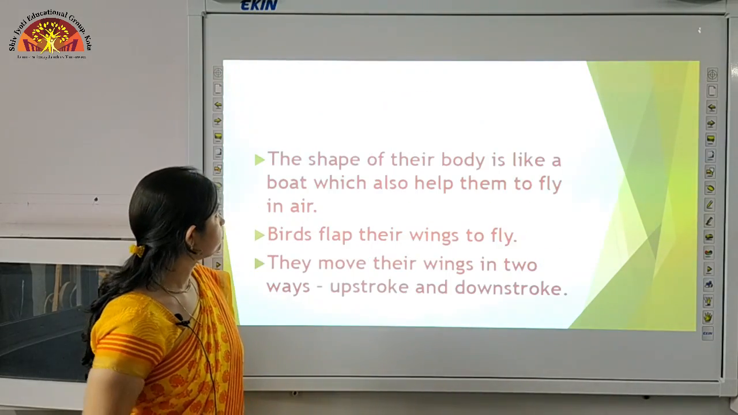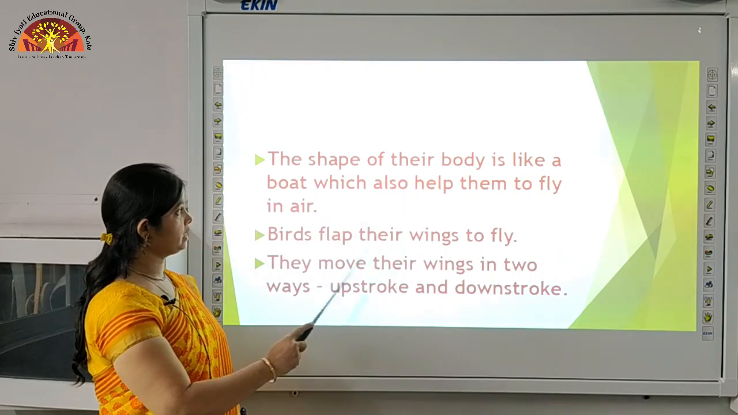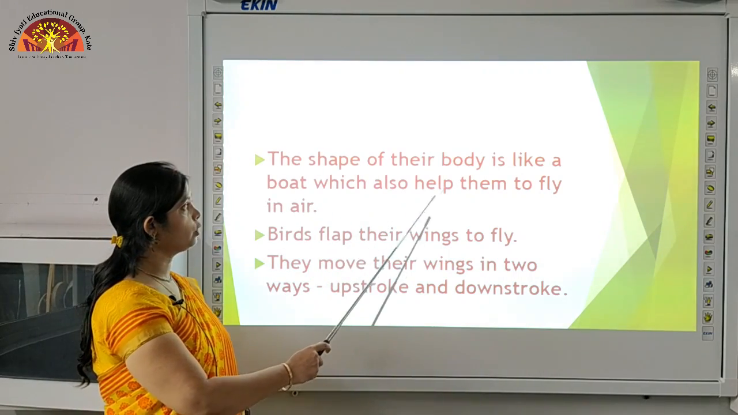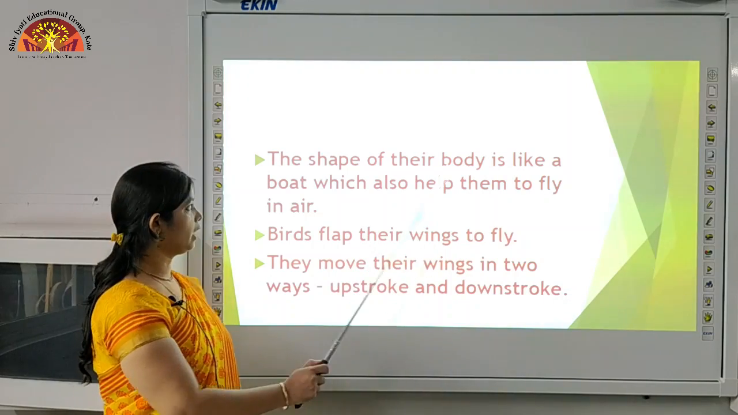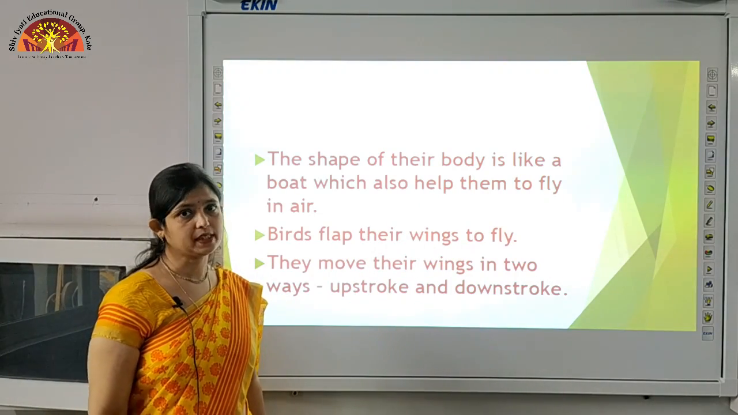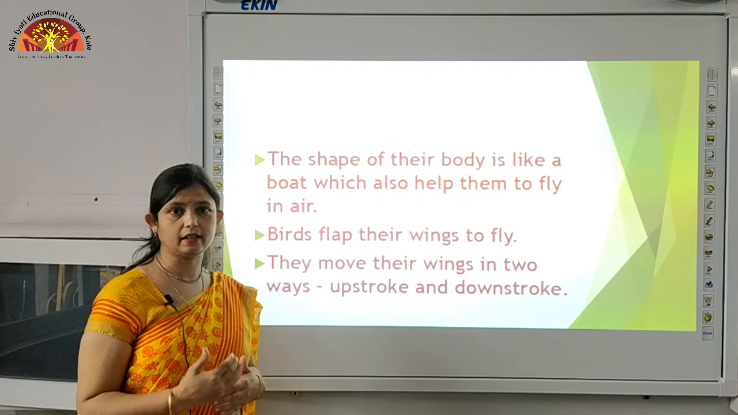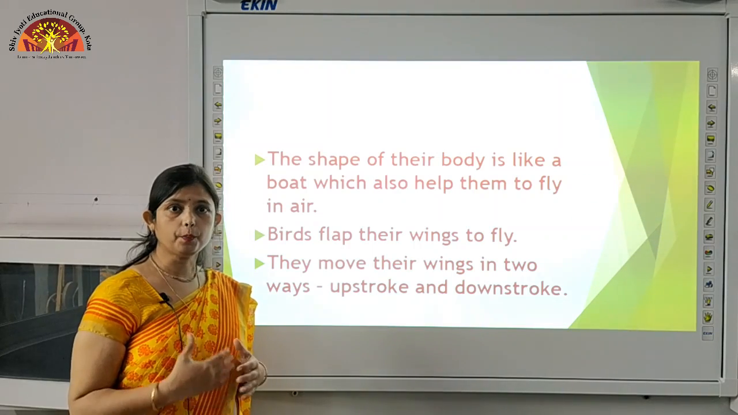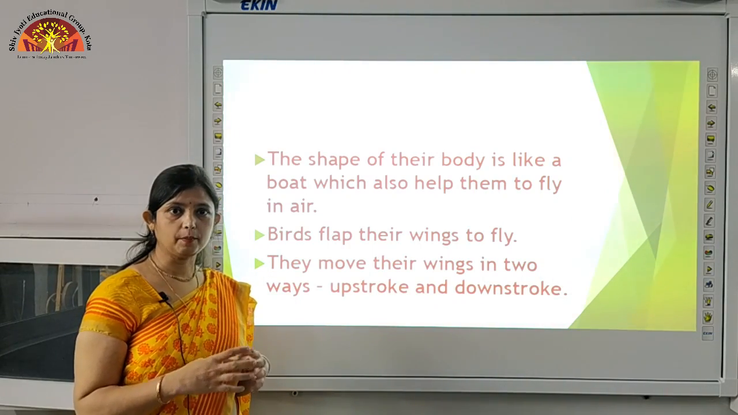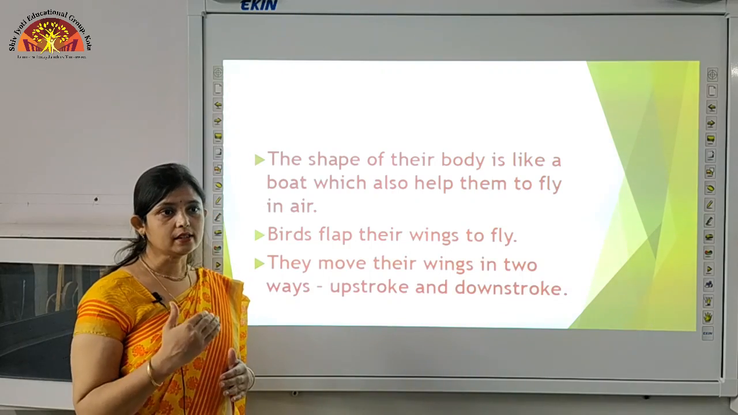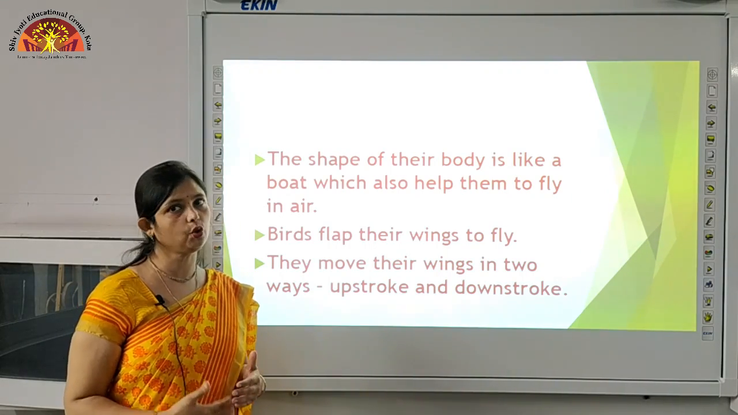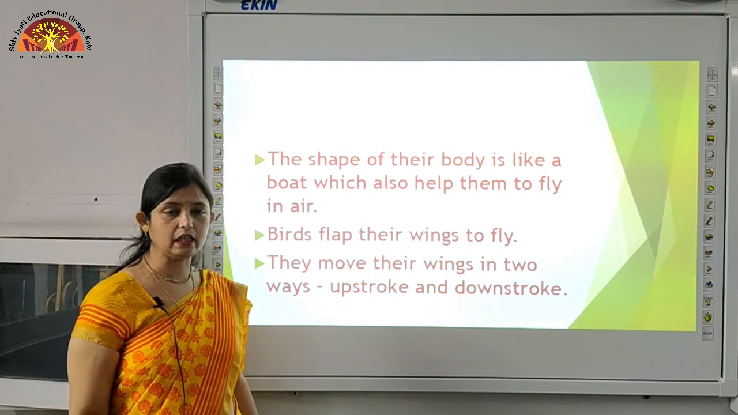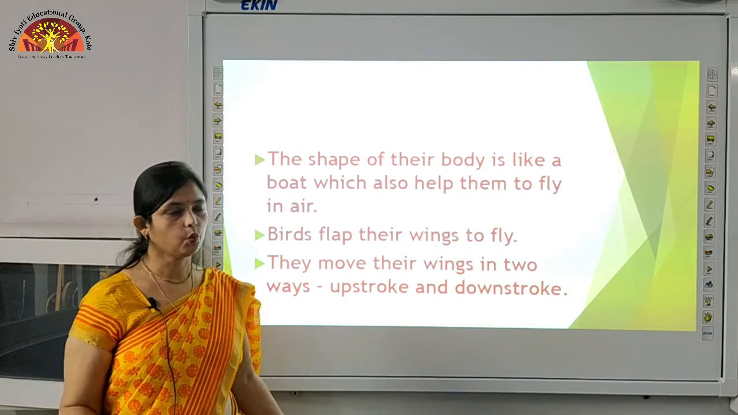Okay. So now the shape of their body is like a boat, which also helps them to fly. Birds flap their wings to fly. Now another thing besides wings, जो दूसरी चीज़ है, that is the shape of their body. जो birds की body है, it is shaped like a boat. This type of shape makes it easier for them to fly, and whenever they need to fly, they flap their wings.